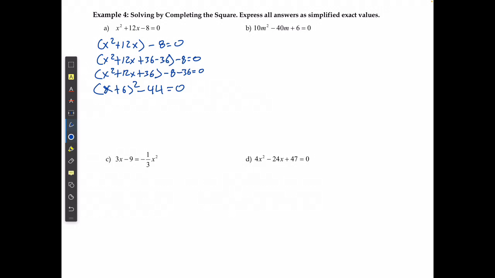Then I would move that 44 across. X plus 6 squared is going to equal 44. I take the positive and negative square root of both sides. X plus 6 is equal to the positive or negative square root of 44. Well, I can simplify the radical of the square root of 44. X is equal to negative 6 plus or minus the simplified square root of 44, which is going to be 2 root 11. And there's my values for x, either negative 6 plus 2 root 11 or negative 6 minus 2 root 11.